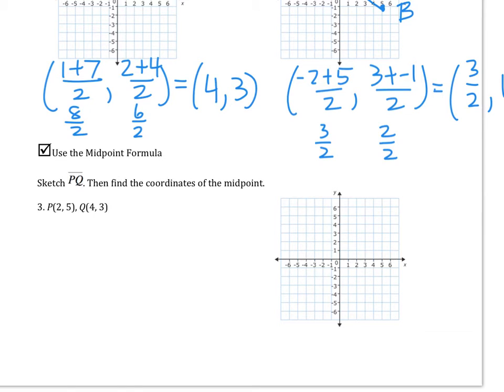actually it's the next 3, sorry. Sketching the PQ segment, and then find the coordinates of the midpoint.